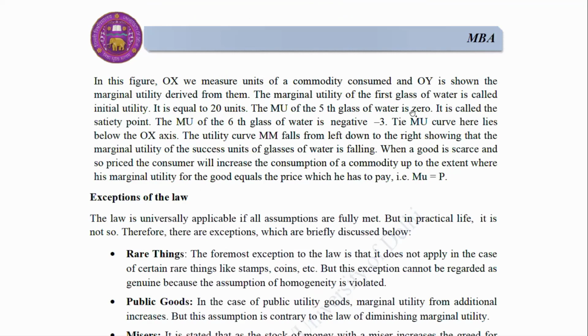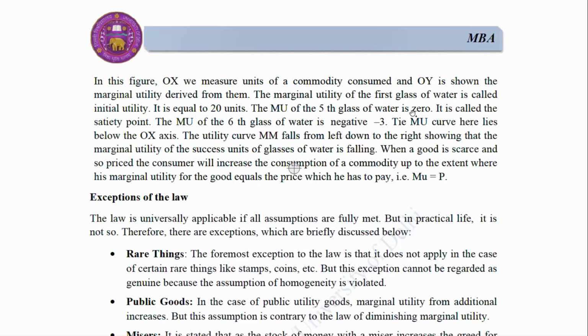In the figure, on OX we measure units of a commodity consumed, and on OY is shown the marginal utility derived from them. The marginal utility of the first glass of water is called initial utility. It is equal to 20 units. The marginal utility of the fifth glass of water is 0. It is called the satiety point.